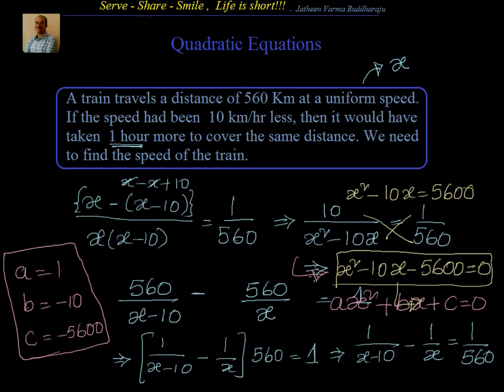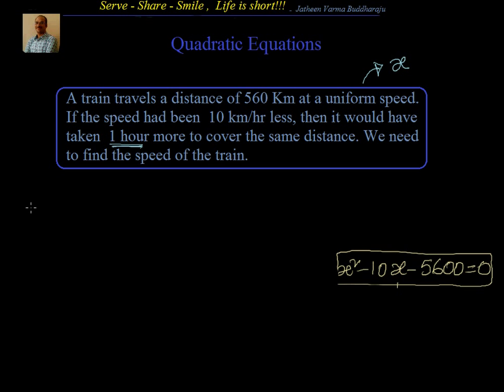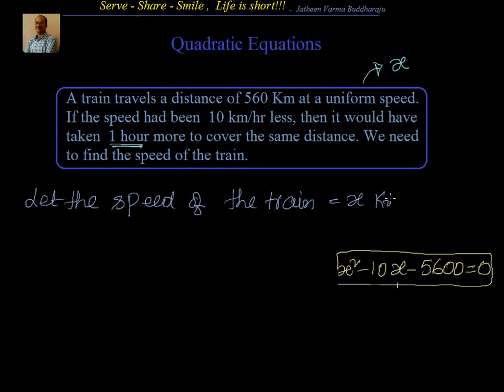Now to find out the speed of the train, I have to solve this quadratic equation. Now what will be my steps to solve this problem? Let's write down the steps before we go to the calculation part. We'll first write down: let the speed of the train be equal to x kilometers per hour.